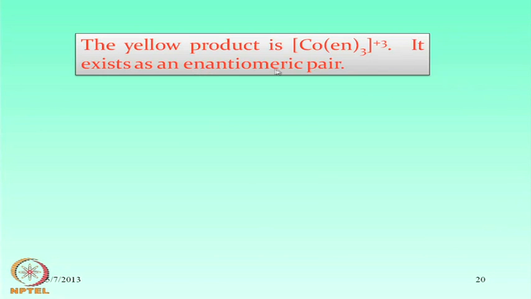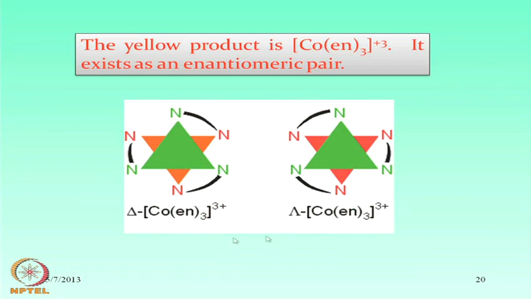It exists as an enantiomeric pair, that means one form is optically active, the other form is also optically active, the clockwise arrangement and the counterclockwise arrangement. So, one is the arrangement which leads to the delta Co(en)3 3+, where we have the clockwise arrangement from top to bottom, and the other one goes from top to bottom, that means the green triangle to the red triangle, in counterclockwise direction, and this counterclockwise direction gives rise to the corresponding label lambda. So, these delta and lambda isomers are there for us in this particular case.